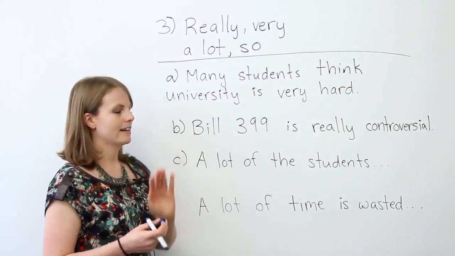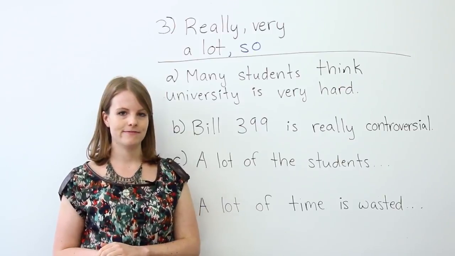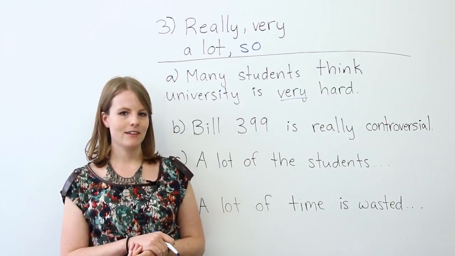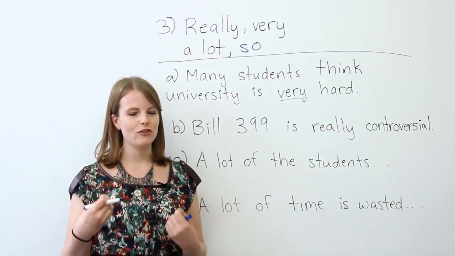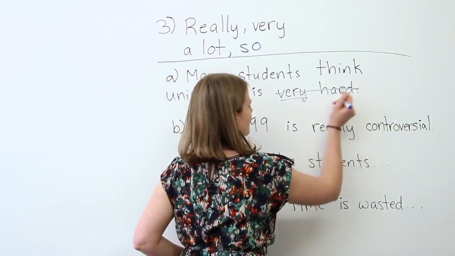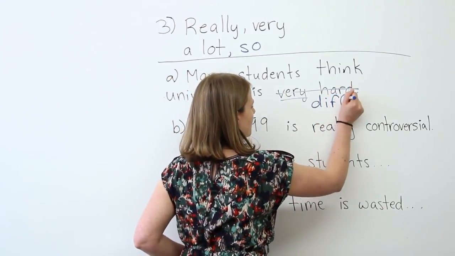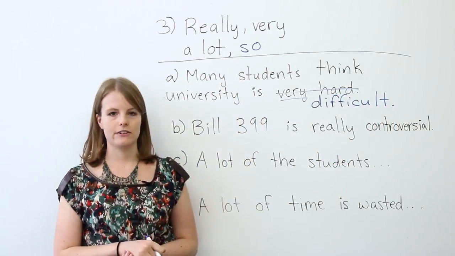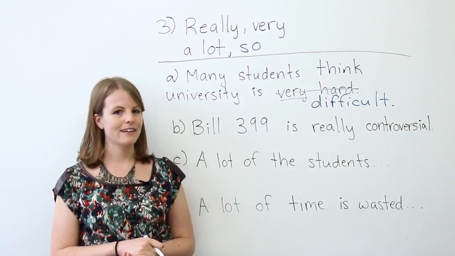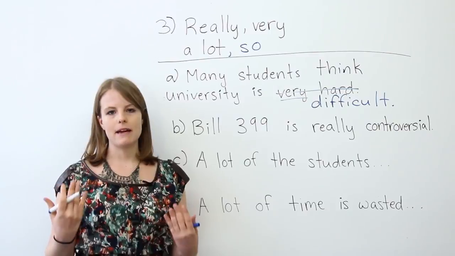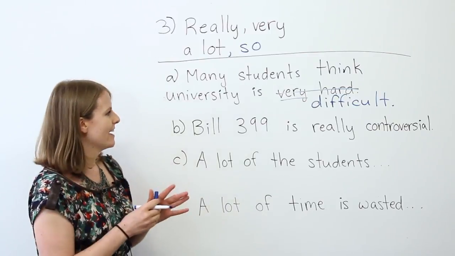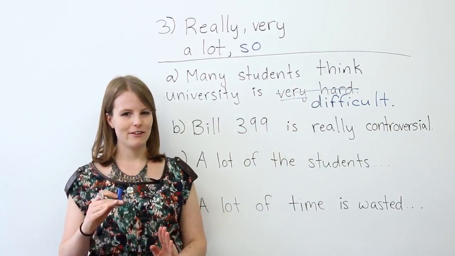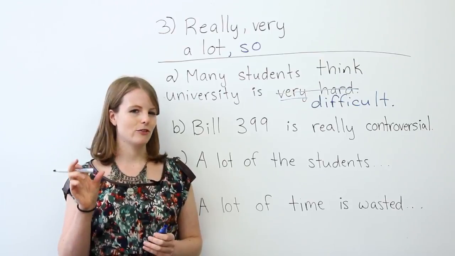Many students think university is very hard. Okay, so now here we have very. How could I improve the sentence? Well, instead of using very hard, just use a stronger word in the first place. Say, many students think university is difficult. Okay? There are many cars, I just broke a rule, sorry. Many cars speed very fast. You could get rid of the very in that sentence, come up with a stronger word for it.